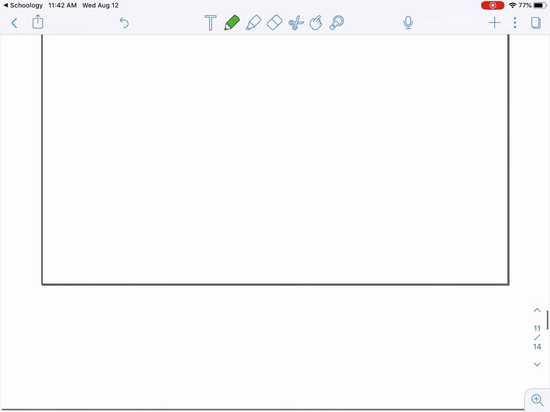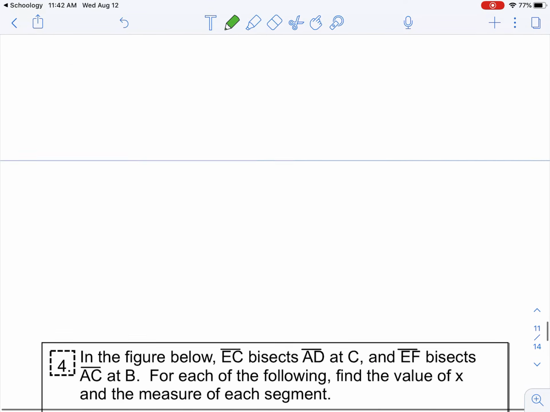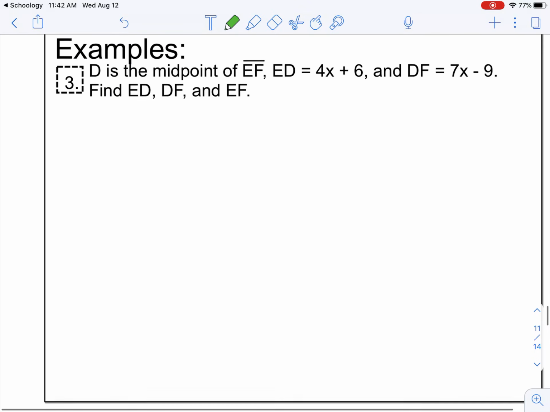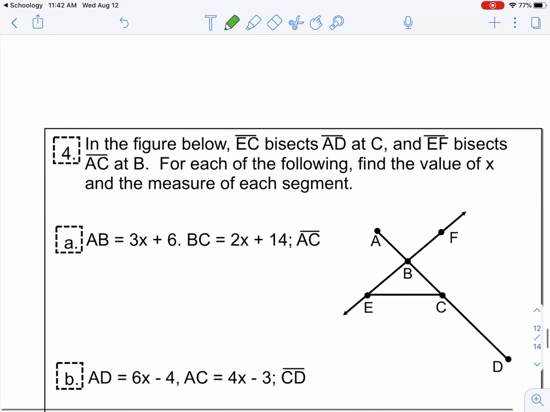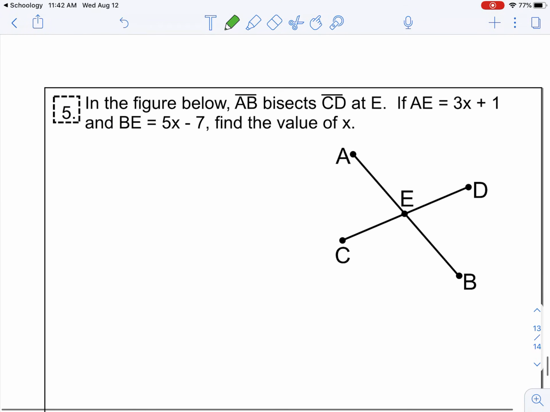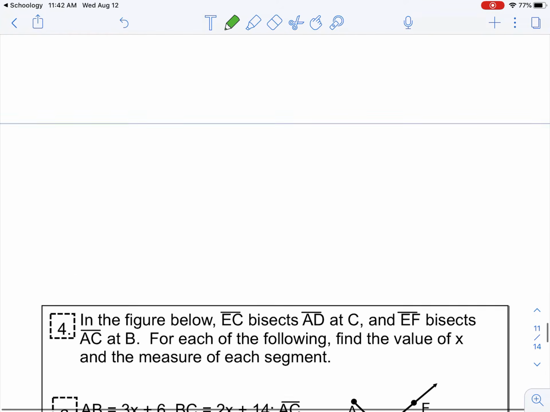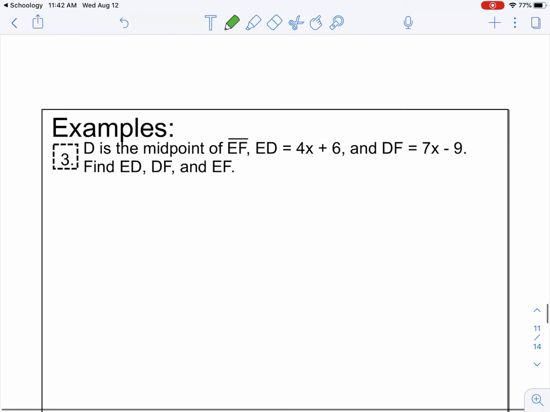All right, let's try some example problems here. If you notice, I have a few. We'll do 3 together. We'll do 4A and B together, and then I want you to pause the video and try 5 on your own and come back for answers. Just like before, if you have questions, please ask me in the Zoom call.